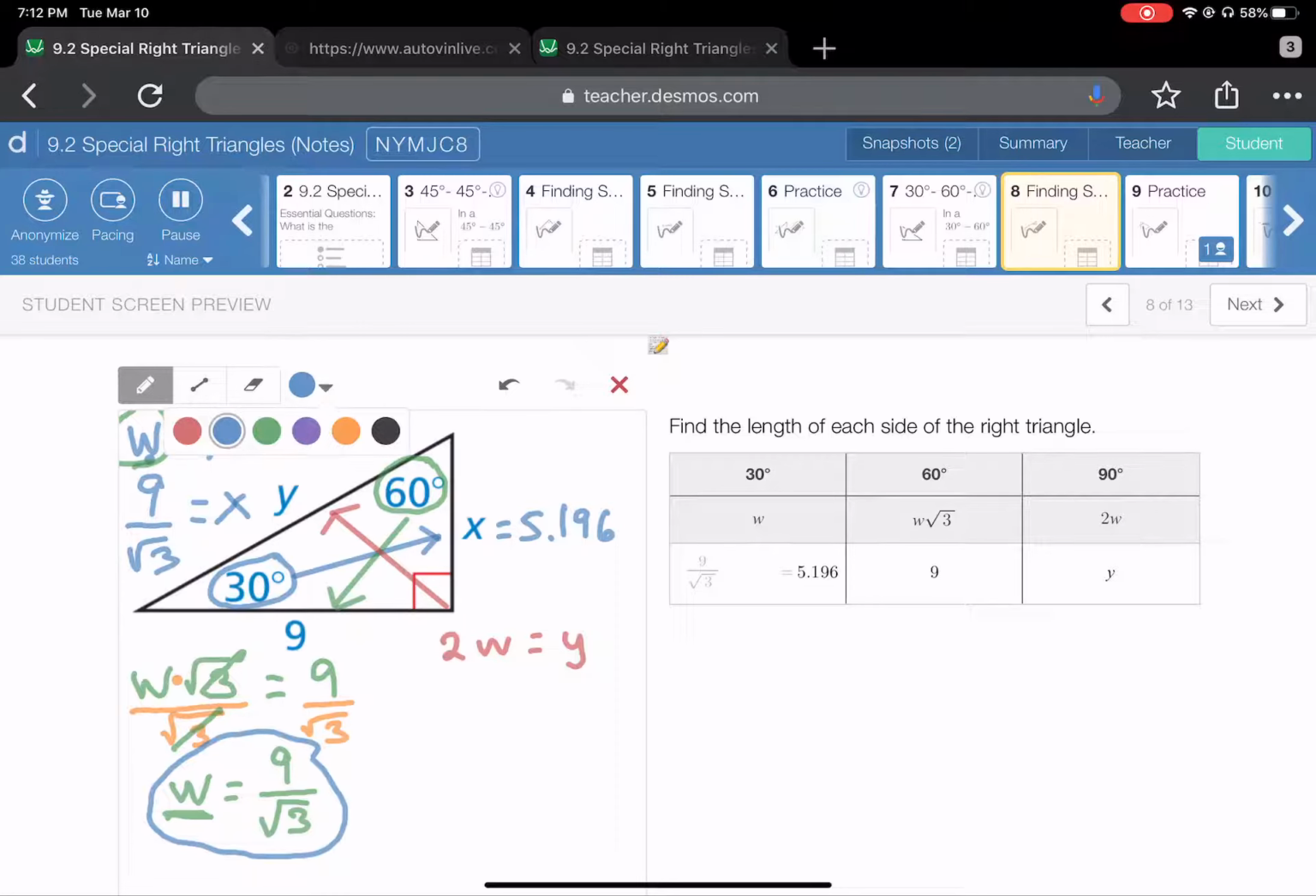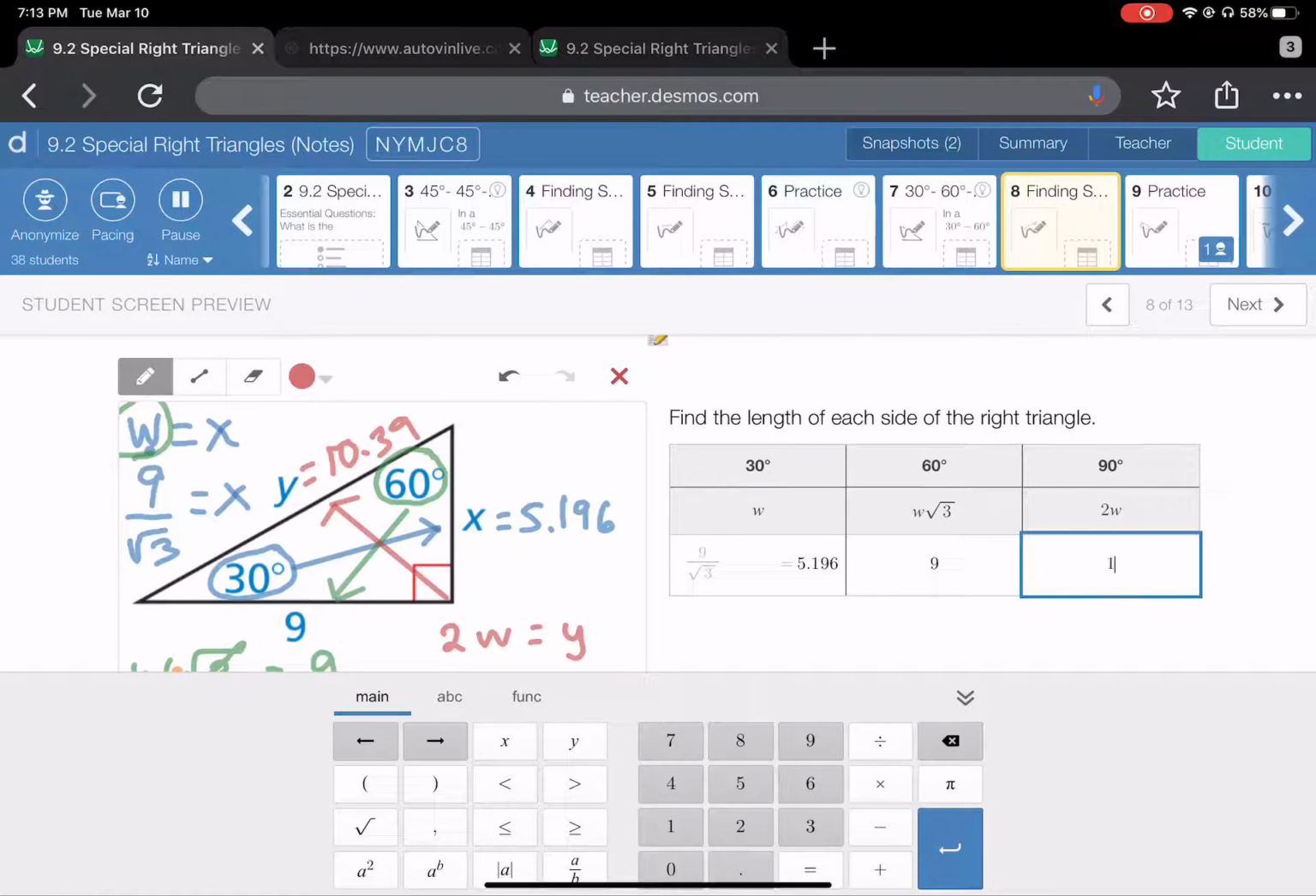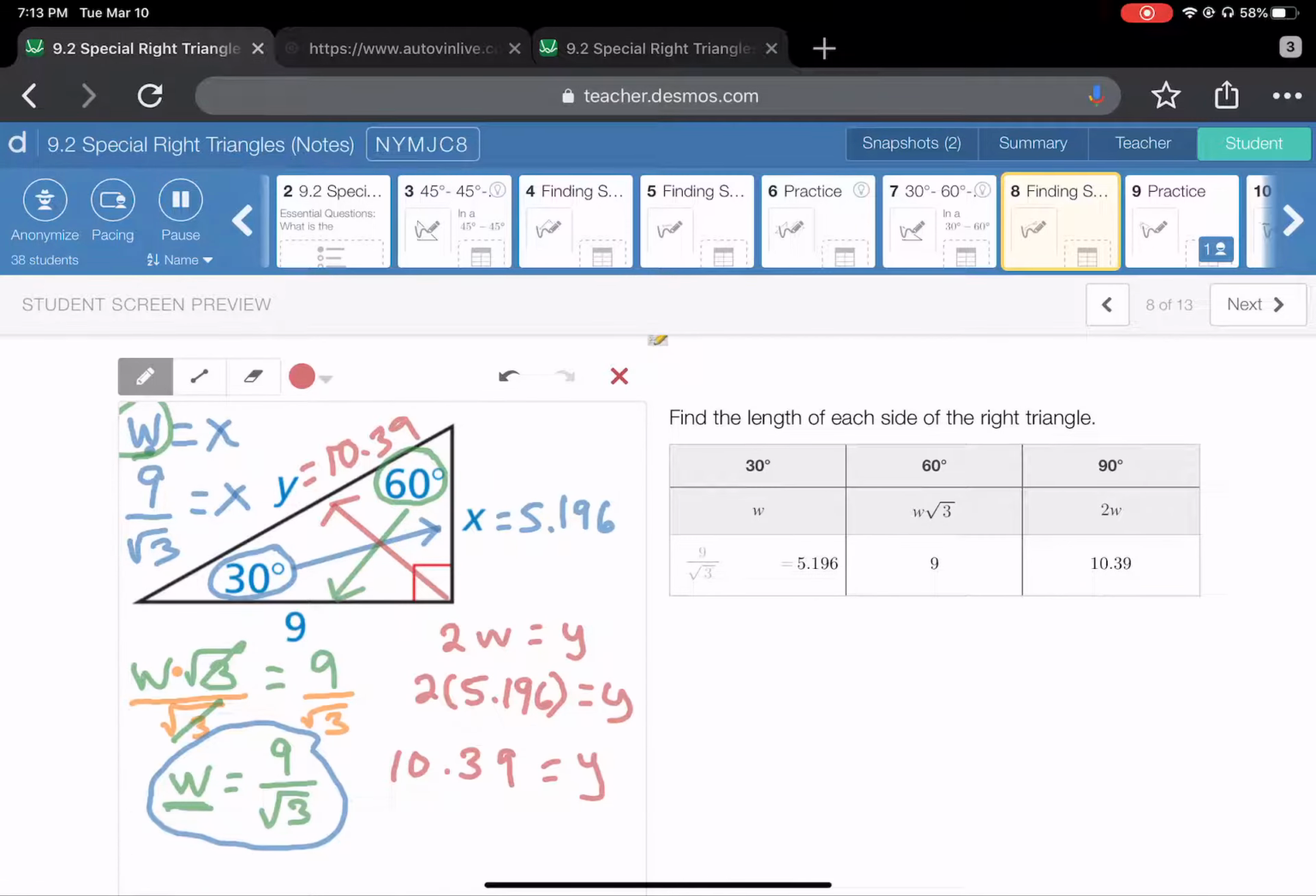And now that we have W, we can easily find the value of Y as well. So if I substitute this 5.196 for W, I can solve for Y by multiplying it by 2. So then 2 times 5.196 is equal to 10.39 approximately. Okay, so then Y here is equal to 10.39. Okay, so we're going to erase the Y, replace that with 10.39. Okay, and there we have it. Those are my 3 sides.